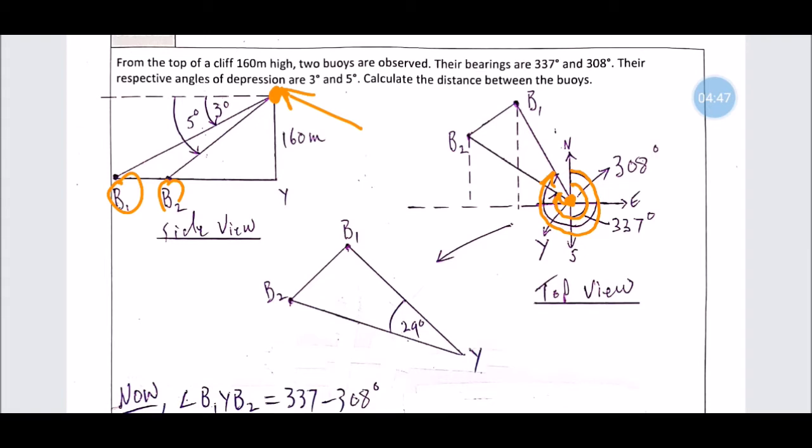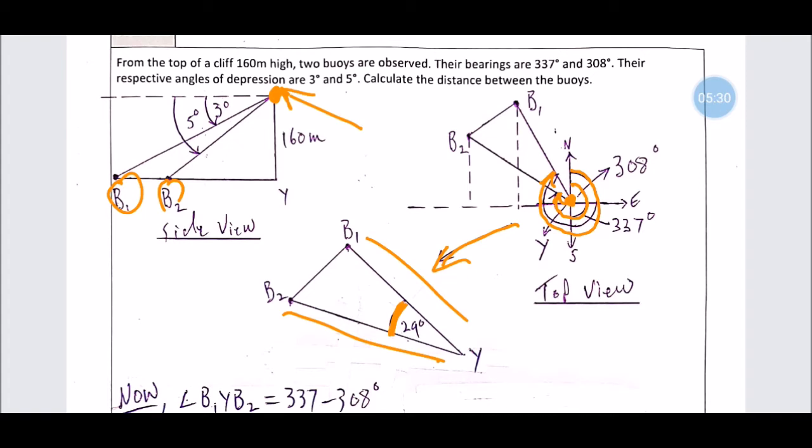So what we want to do is simplify things a little bit, okay? If we go down to this diagram underneath, what I've done is I've gotten rid of the compass, basically, and I have evaluated this angle in here, which is simply 337 degrees minus 308 degrees. It's the difference between the two bearings. And that gives us the included angle between the lines B2Y and B1Y. So we have an included angle between those two lines.